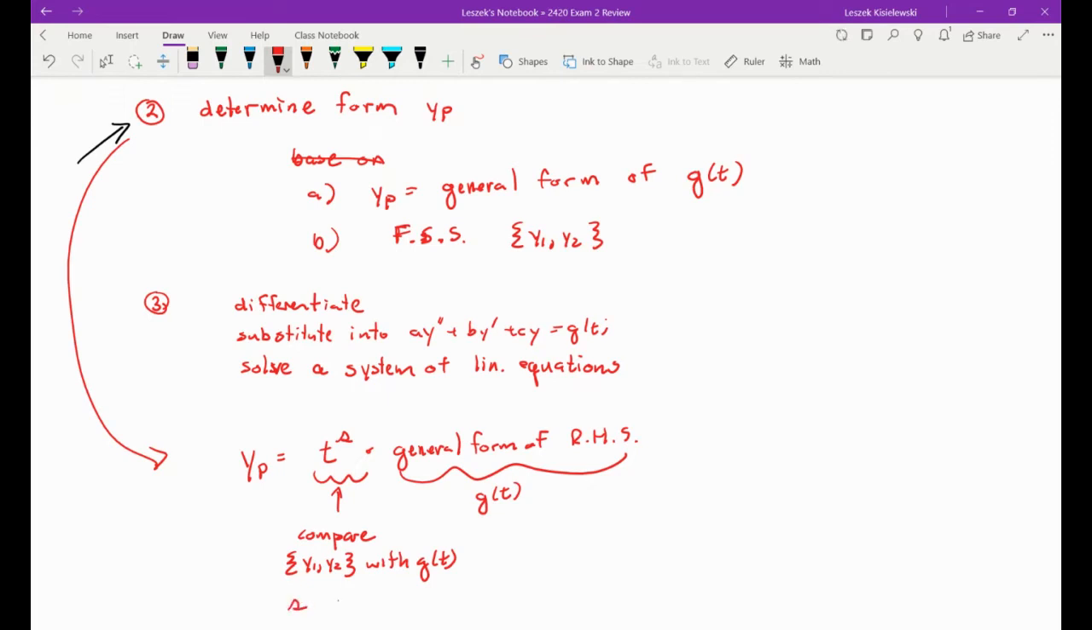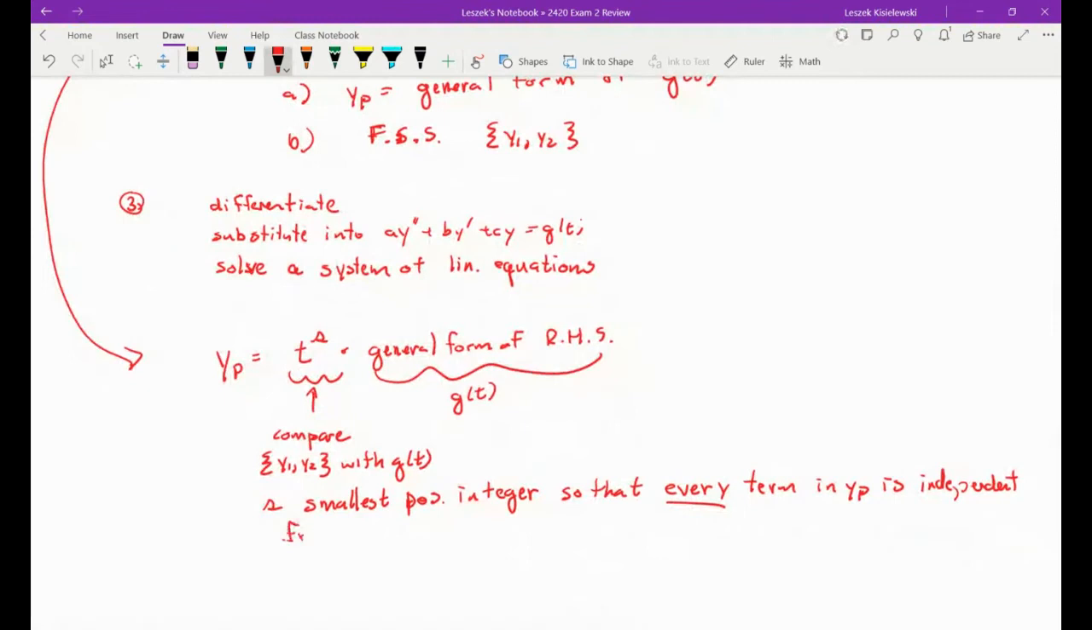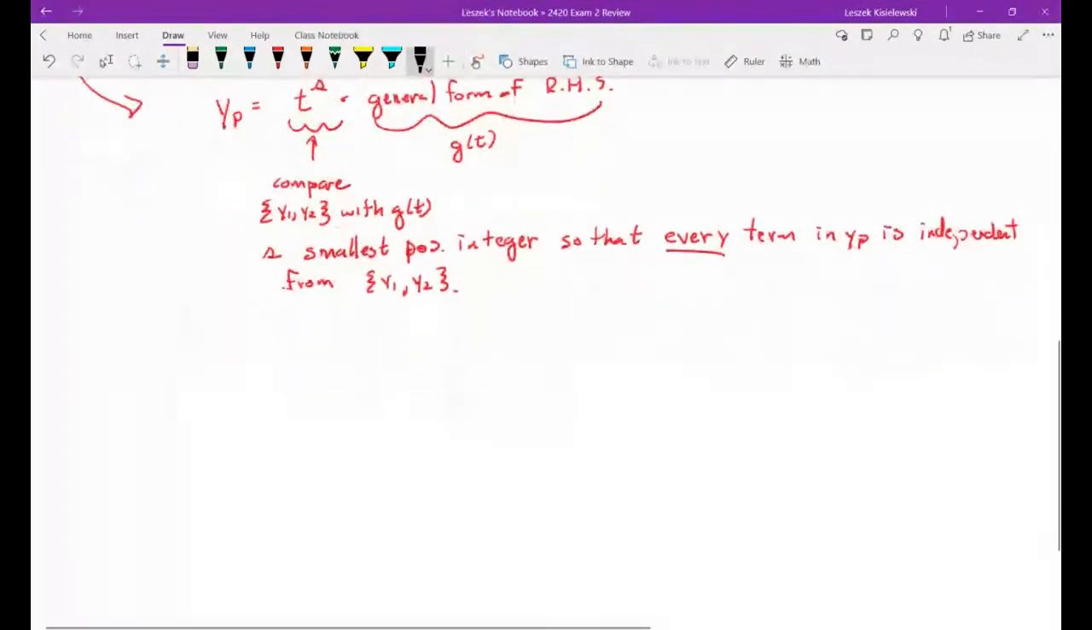Okay, and you want s to be the smallest natural number, so a positive integer power, that guarantees that all the terms in your particular solution, all of them, are different, or more technically linearly independent, than everything in your fundamental solution set. That word every is important. I'll just say linearly independent. Okay, so now we can quickly run through some examples.